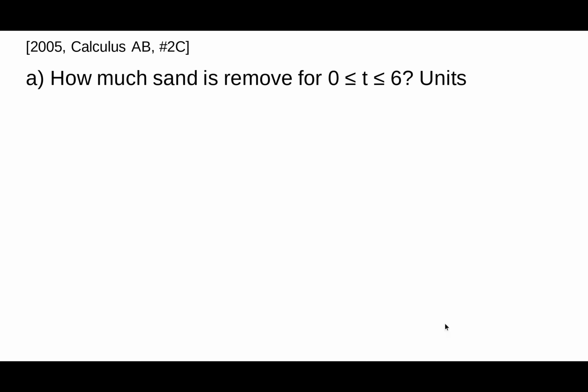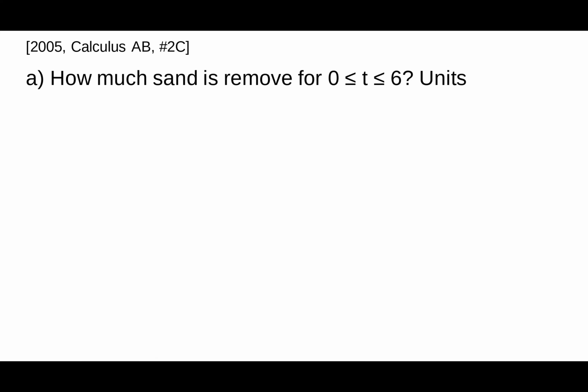This question is from the 2005 exam. It is question 2 and it is calculator active. In the question stem, we have sand being removed from a beach at a rate of R of t cubic yards per hour. And we have sand being pumped onto the beach at a rate of S of t cubic yards per hour. The model is good for t equals 0 to 6 hours, and at time t equals 0, there are 2,500 cubic yards of sand on the beach.